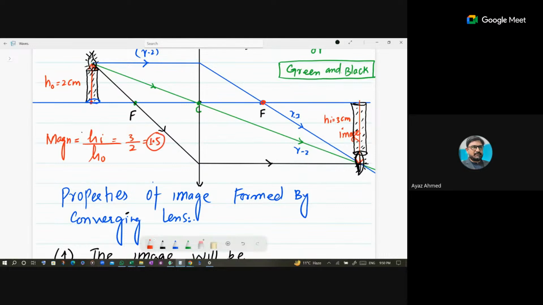So there are some lenses on which it is written 20x, 12x, and so on. What is that? It is magnification. It means this lens is a 1.5x magnifier. 1.5 times it would enlarge the image. Is it clear to you?